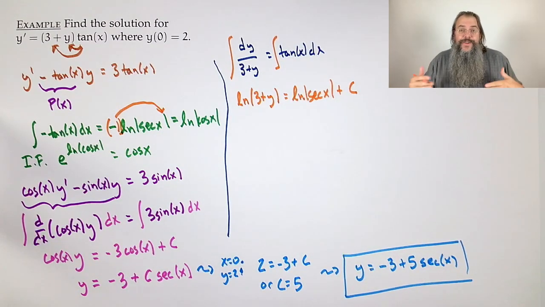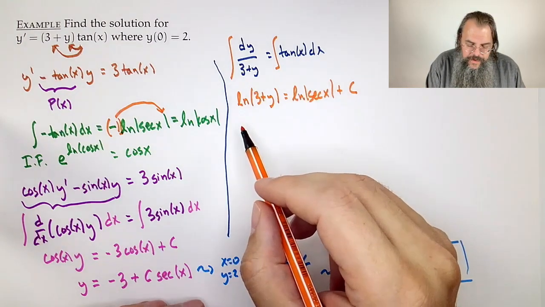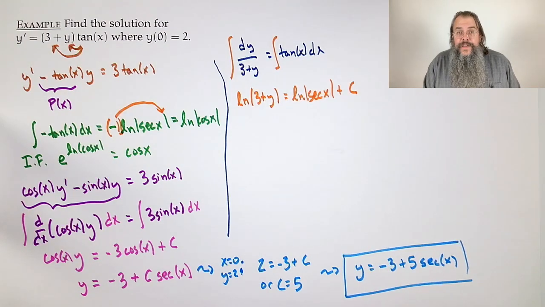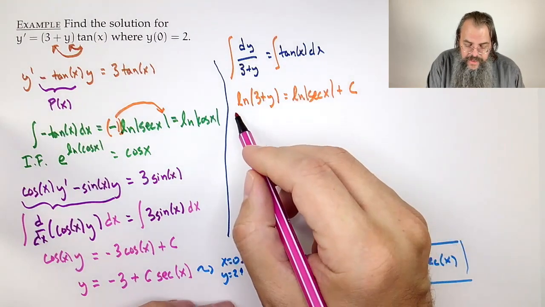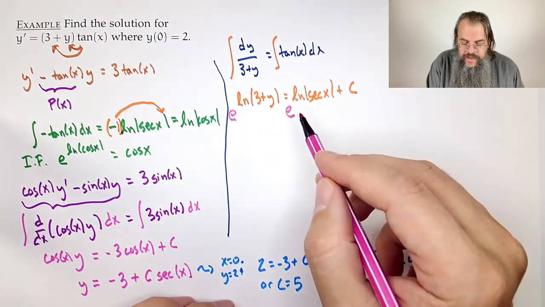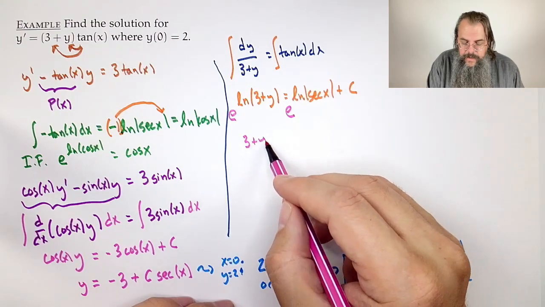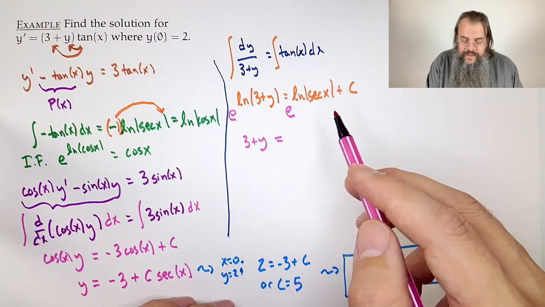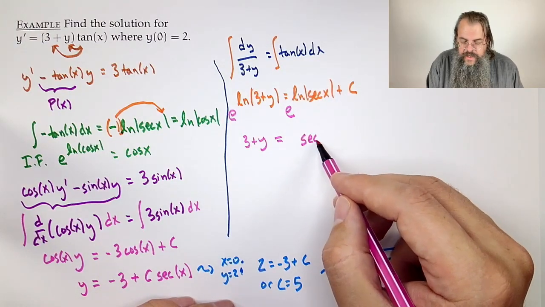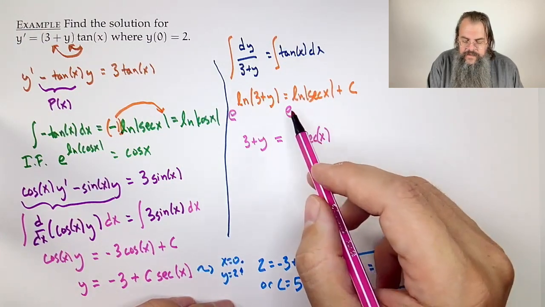Now, finally, we need to uncomplicate. How do we do that? Well, we use the e to the, because we want to get rid of our natural logs. So, all right, e to the. So we get 3 plus y is equal to, now e to the log secant is secant. And finally, we have this e to the c.